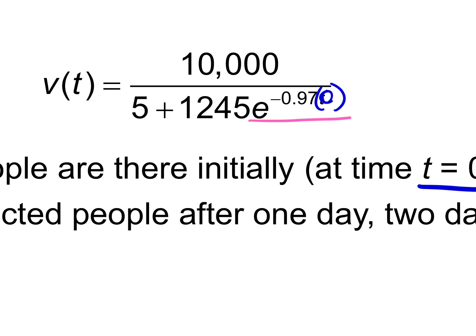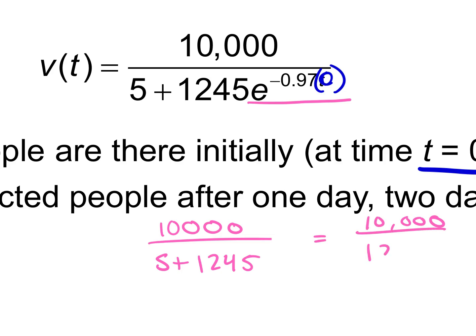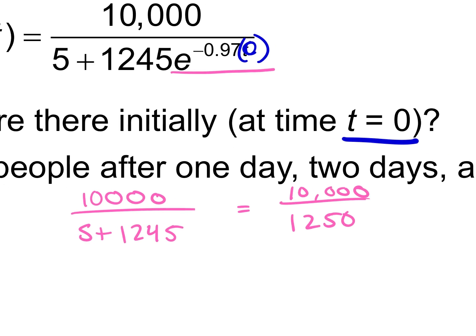You get 1. Then what's 1 times 1,245? 1,245, perfect. So then we have 5 plus 1,245. So 5 plus 1,245 would be 1,250. And then we can divide. So 10,000 divided by 1,250. So we get 8. So when our time is equal to 0, we have 8.